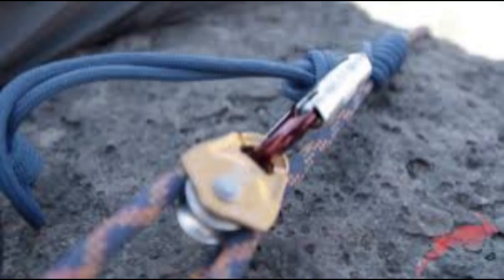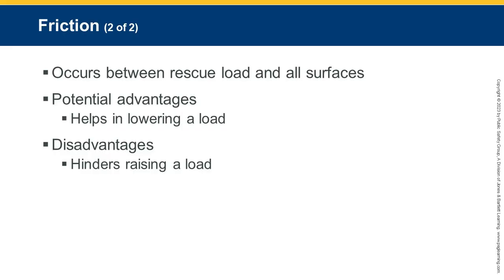For example, it helps lower a load safely, giving you more control. The bad news is it works against you when you're trying to raise a load. It makes the work harder. As a rough rule of thumb, friction can amplify the effects of a load by about 2.5 times. So next time your load doesn't budge easily, remember, friction isn't your enemy. It's just an honest force with an opinion.